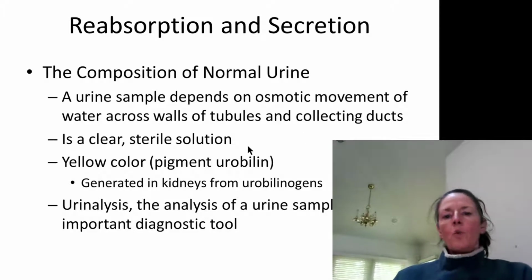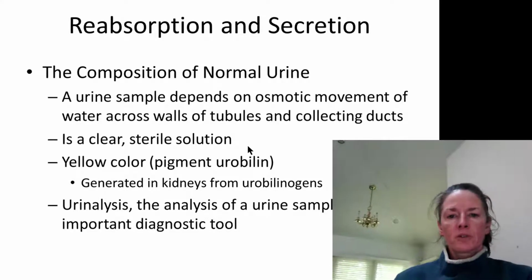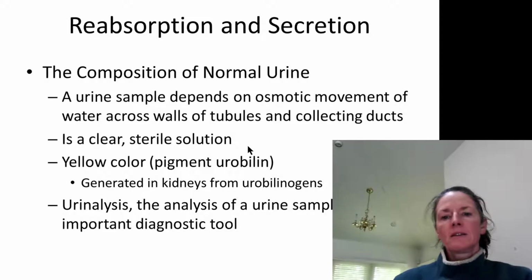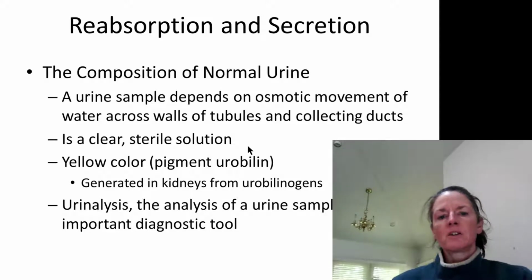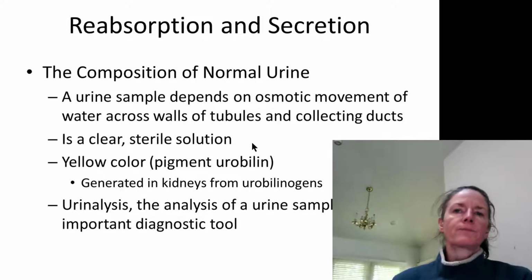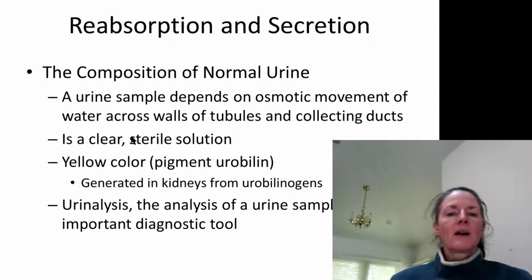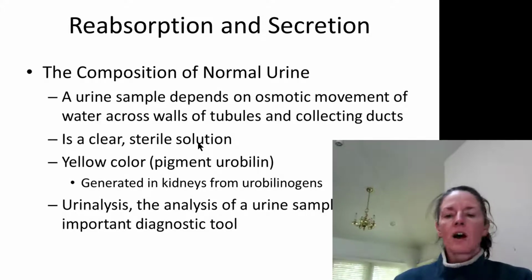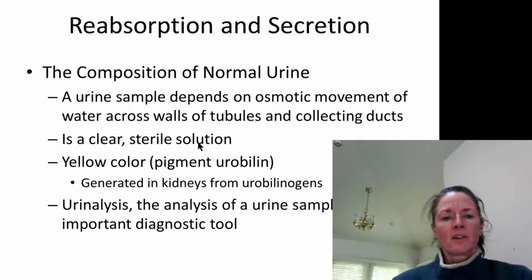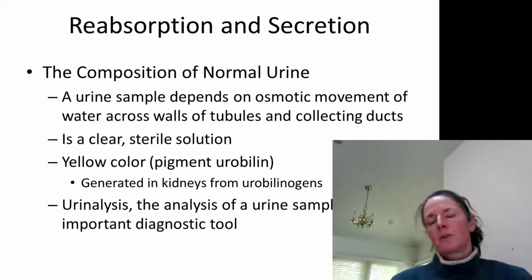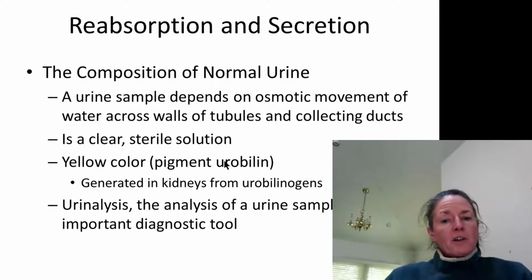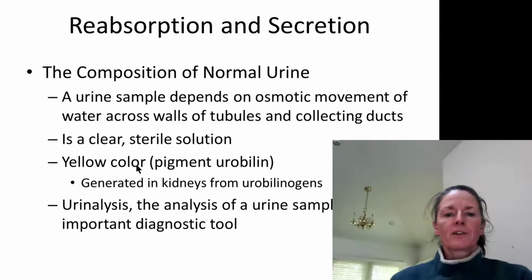All right, so when we look at the composition of normal urine, we will see that it's typically a clear, somewhat yellow solution, and it's pretty sterile. And some people say, oh, you can drink your own urine. I wouldn't recommend it. But by this time, it has filtered out virus particles, bacteria, and the like. However, it does have to run through the ureters, the urinary bladder, and the urethra, and it can pick up all kinds of things in there.